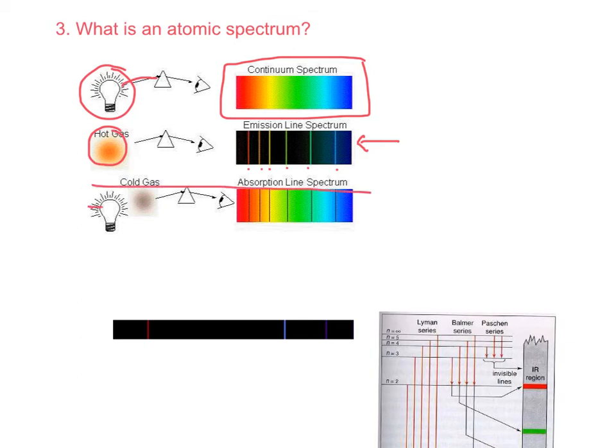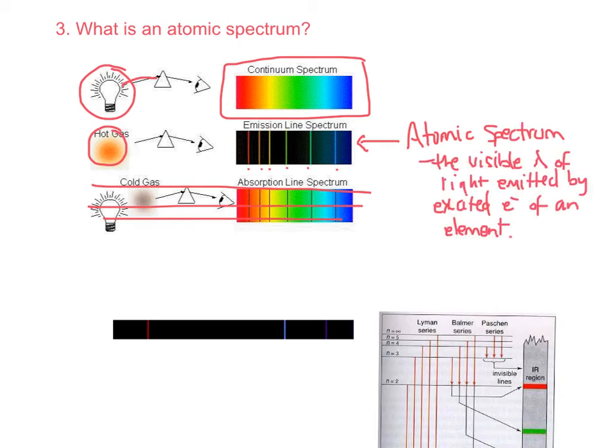You can ignore this bottom picture. So this thing is called an atomic spectrum. An atomic spectrum is the visible wavelengths of light emitted by excited electrons of an element. And all elements give you a very specific atomic spectrum. It's a way to identify an element in its hot gaseous state.